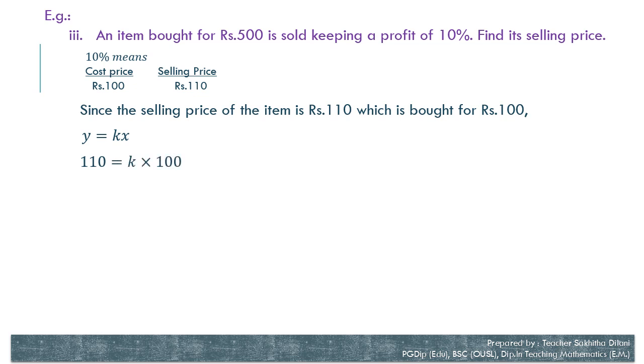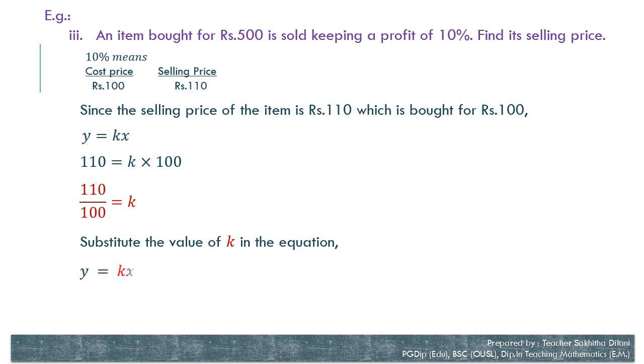To find the value of k, divide both sides by 100. Then in the right hand side, the hundreds get cancelled. In the left hand side, 110 over 100. Don't be in a hurry to simplify this. Later it is simplified. Now the value of k is substituted in the equation y equals kx. So y equals 110 over 100 x.